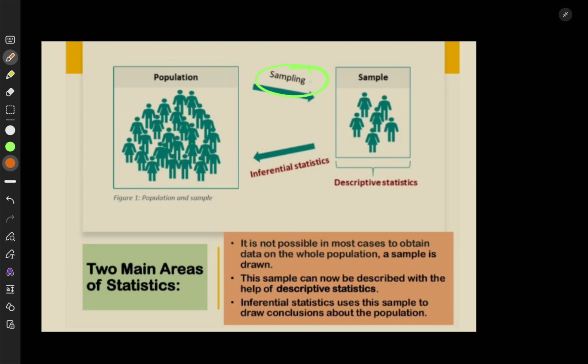Now, sampling is choosing or selecting the group that you're going to collect data from. So when I'm sampling, I'm simply selecting a group from the population that I want to work with. We're going to learn the 4 methods of sampling.